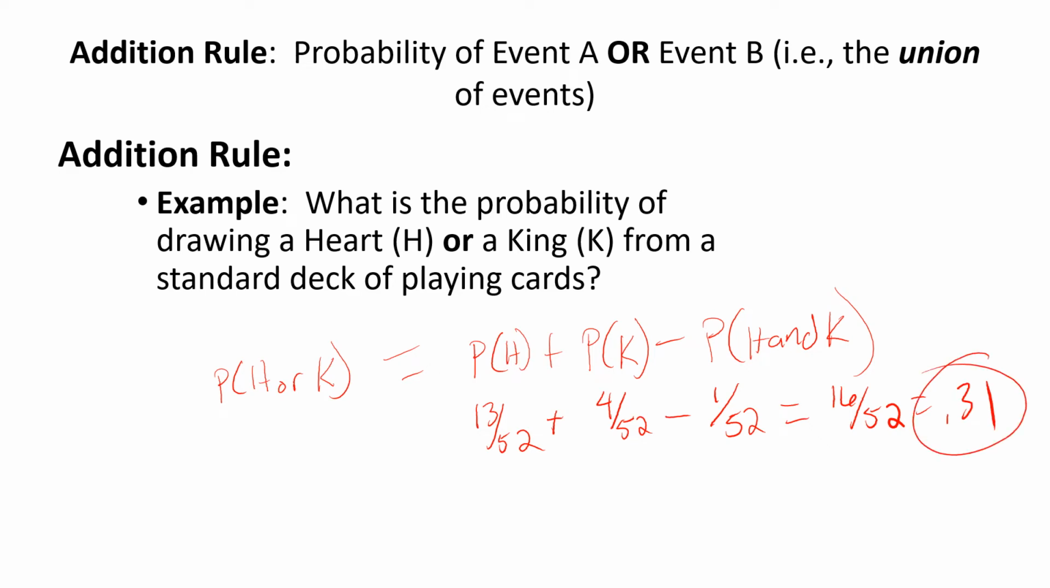So that's just another example there. And again, otherwise we would have counted the king of hearts twice. We would have counted it once there and once there. So we subtract it here to make sure we've only counted it once.